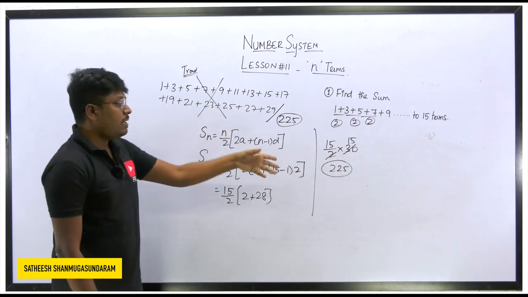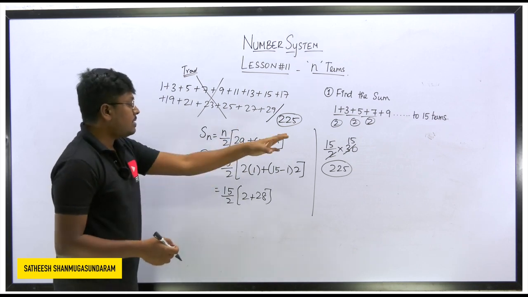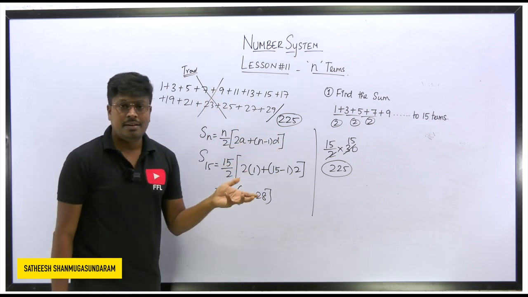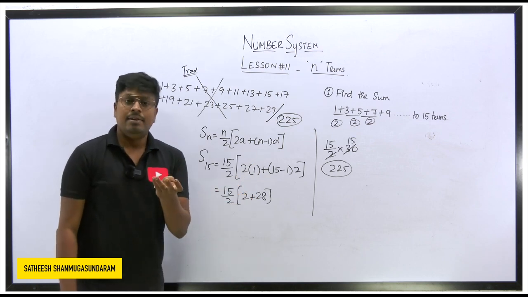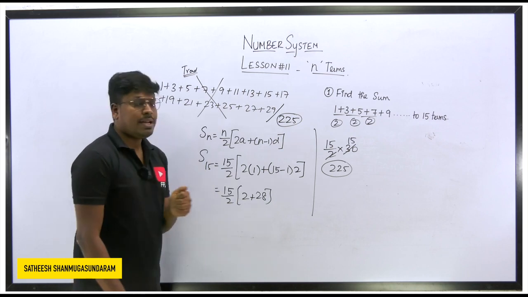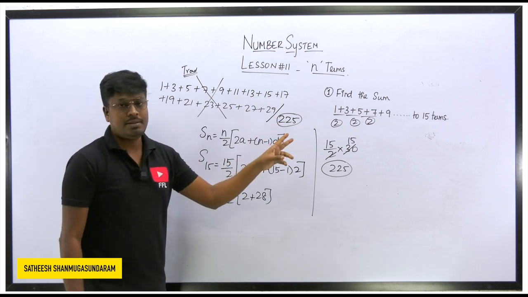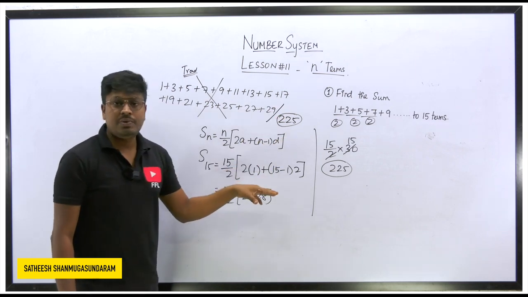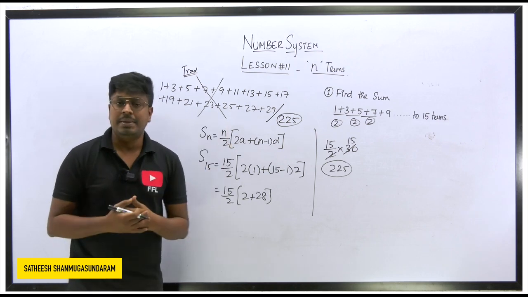Understood or not? In both the ways, we are getting the same answer. Got it? It's easy, right? We just see what the series is, what the nth term is, that is 15, and what the value of a is. So a will be the starting number. So substitute the starting number, and d is called the difference, the difference between the two numbers. After substituting all the values here, finally we will get the sum of the series up to 15 terms.